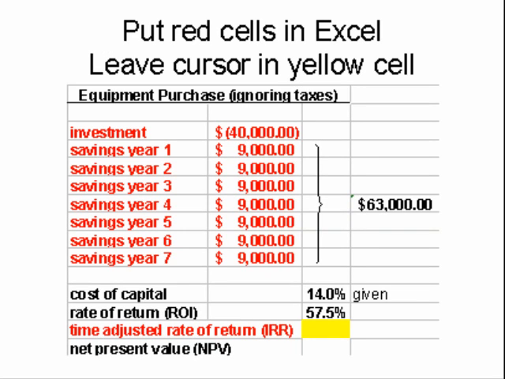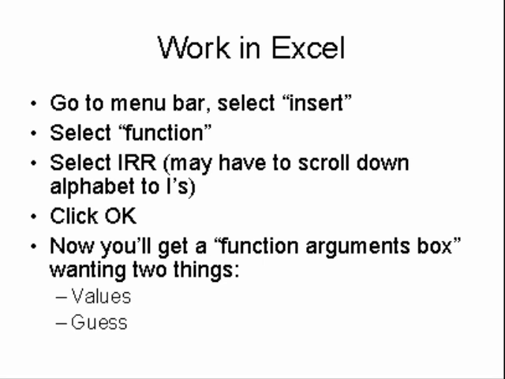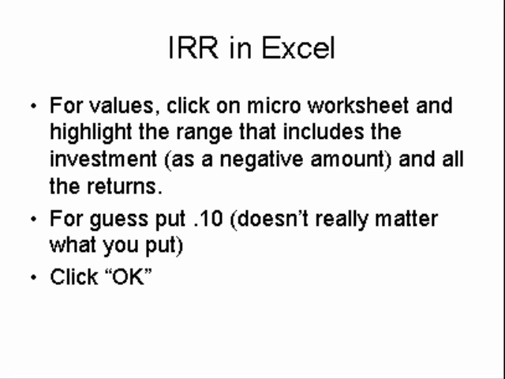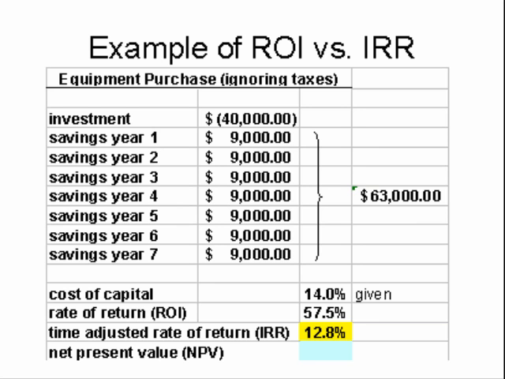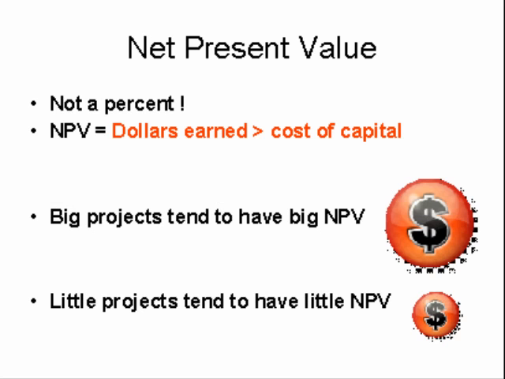All right, we're going to calculate IRR in that yellow cell. So toggle over to Excel, and here are two screens to walk you through it. Okay, 12.8%. Not a bad annual return, but is it enough? Cost of capital is 14%. All right, let's look at net present value.